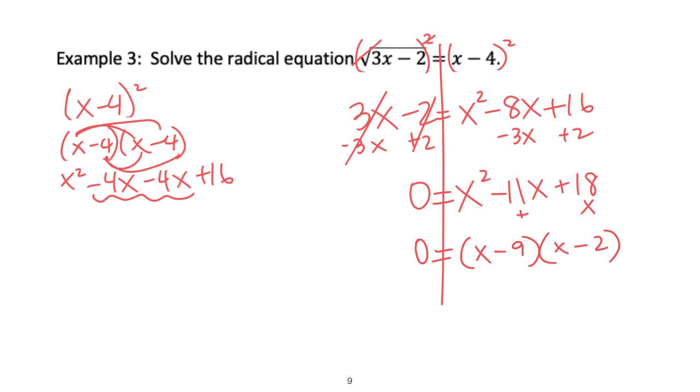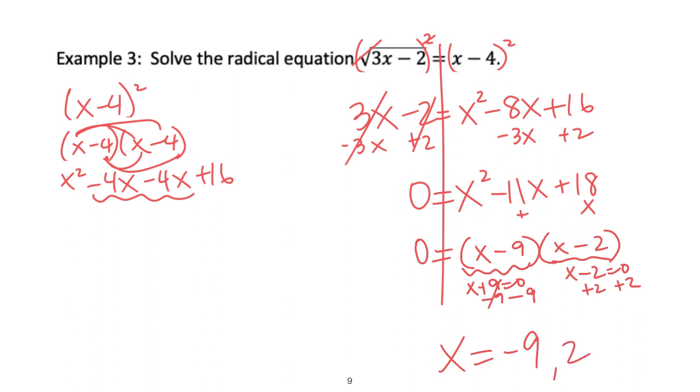To get those solutions, we need to set each of those equal to 0. So I'm going to take x plus 9, set it equal to 0, which gives me an answer of negative 9. Also set this one equal to 0, which would give me positive 2. So here are my two solutions.